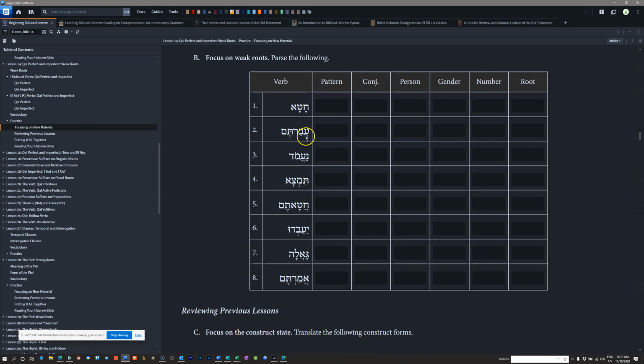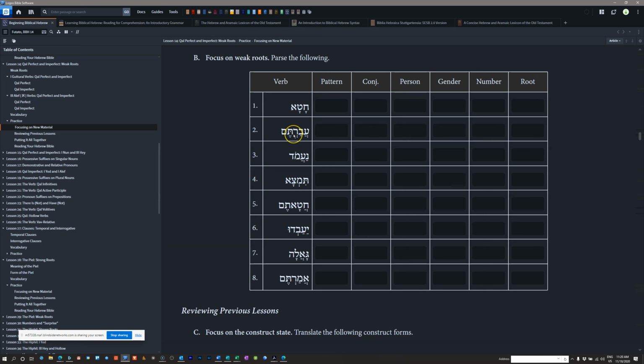Number 2, we've got avartem. Our tem suffix here is a good indication that we have a perfect conjugation. I'm teaching you guys in first semester, and another class in what is essentially the second semester, so I have to remember you've only seen qal so far. We don't really need to worry about the pattern. It will always be qal. But our conjugation here is perfect, so we've got a qal perfect.